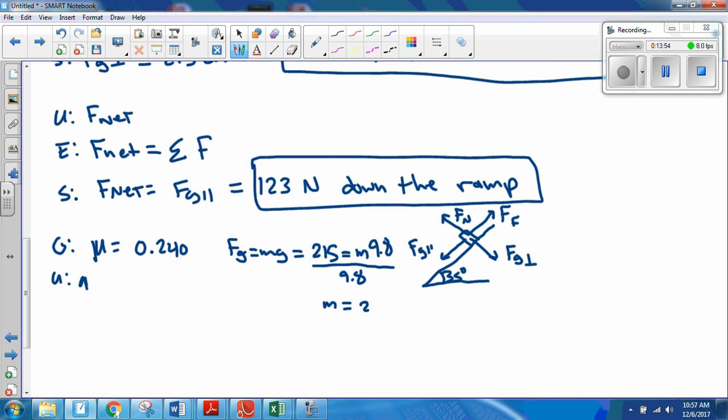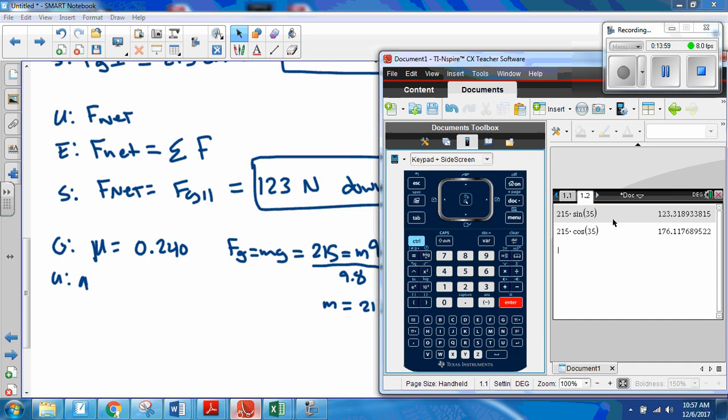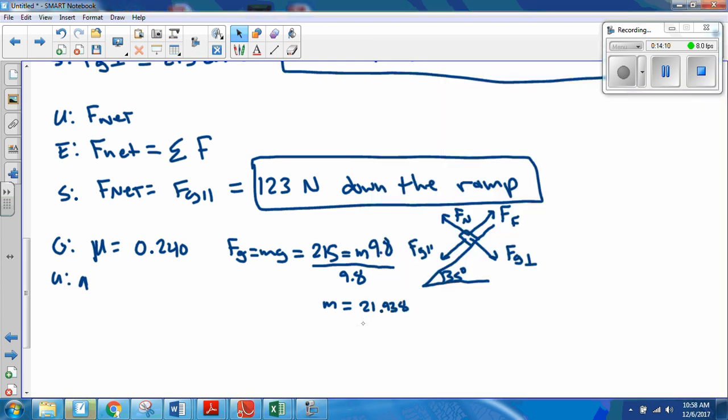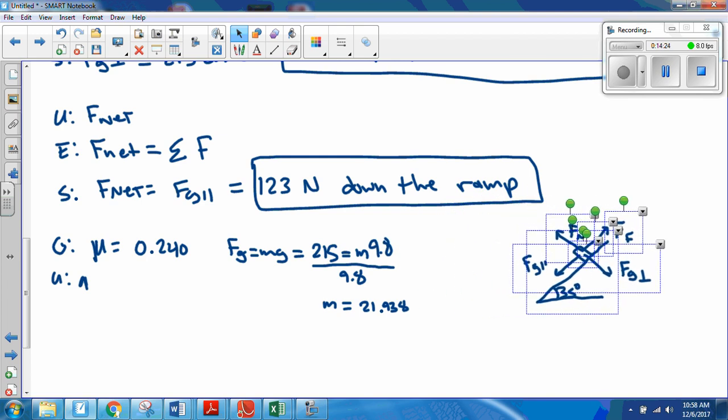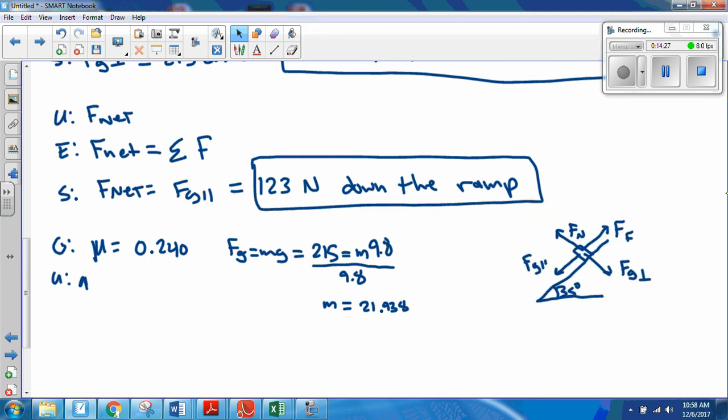All right, so on your calculator somewhere you'll have 21.938 and a bunch of numbers. I'll go ahead and do it so you can see it over here. 215 divided by 9.8 equals that. Okay? Now, we already know a lot of this information, don't we? Let's go ahead and fill it in our free body diagram just to make things a little bit easier. Let me see if I can scoot this over. Okay, so Fg parallel was how much? 123. Fn is how much?